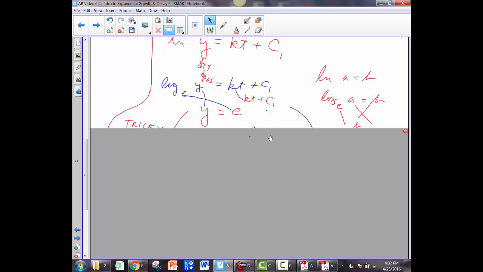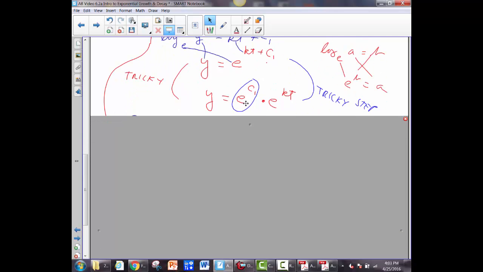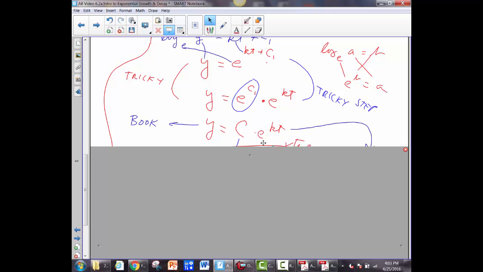Now, one would think we're done, but we're not. Because, and this is the tricky part that you would need to know, they actually take this expression, e to the kt plus c1, and break it up into this expression, because you have to ask yourself, when do I add exponents? I add exponents when I multiply two things with the same base. So you could see that you would add these exponents. Now the reason we do that is because e, being the constant 2.71 to the power of c1, is just another constant. So it becomes y equals c times e to the kt. Now this is the version the book has.